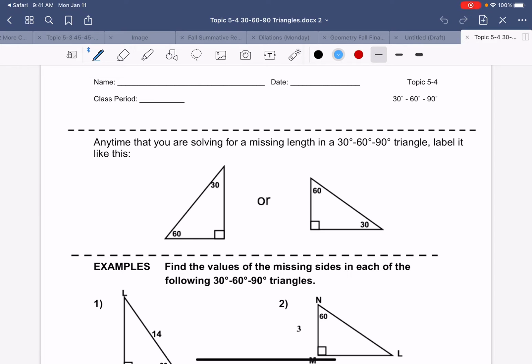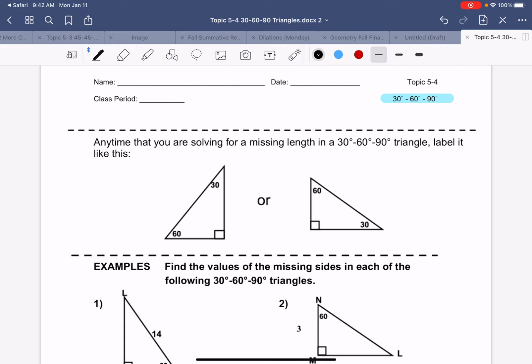All right, good morning. Here in this unit, we are going to talk about 30, 60, 90 triangles. In the last unit, we talked about 45, 45, 90 triangles. Then we have another special right triangle known as a 30, 60, 90, and those are the measurements of the legs. In a 30, 60, 90 triangle, there are constants that go on the side lengths, just like in a 45, 45, 90 triangle.